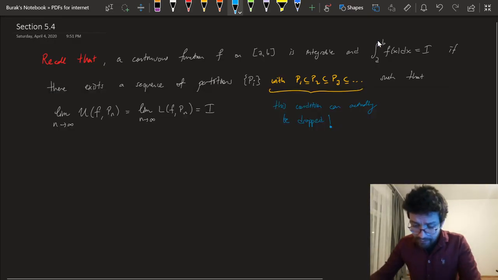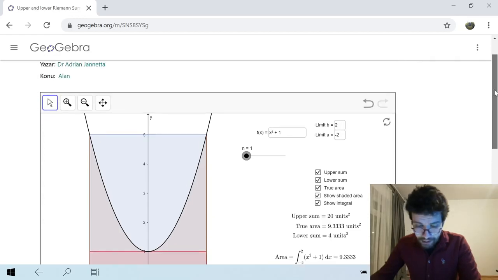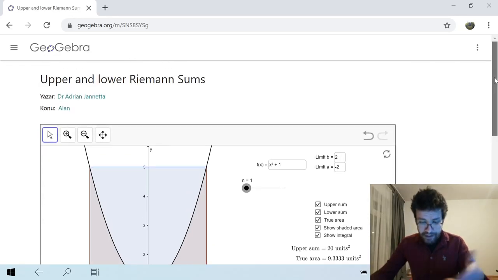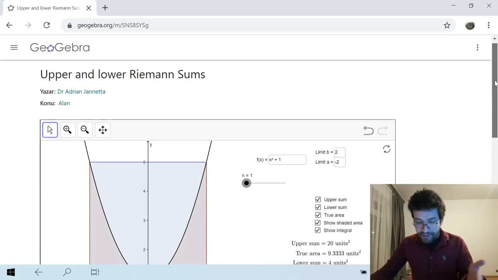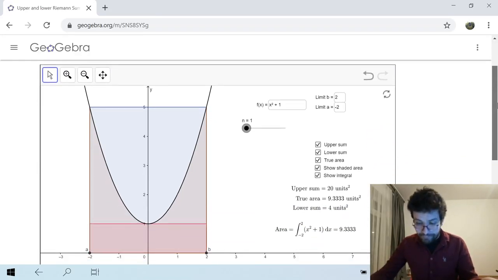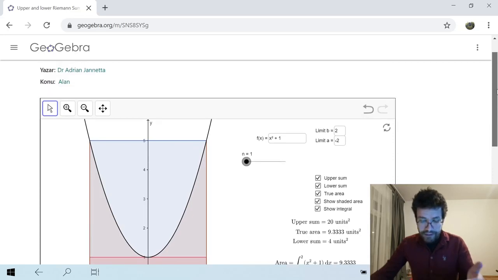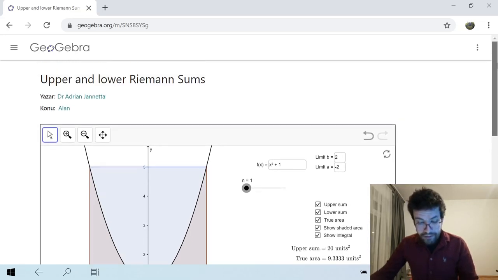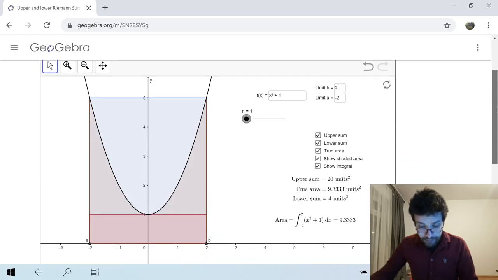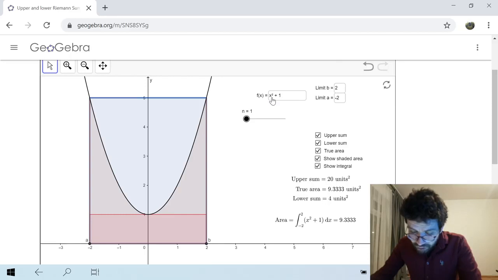There's this math application called GeoGebra, and people are writing applets on this for various topics. This is used for educational purposes, so people are writing these things to illustrate certain notions, and this is an applet written to illustrate the notion of upper and lower Riemann sums. So here's my function, f of x equals x squared plus 1, and I'm going to try to integrate this from -2 to +2.